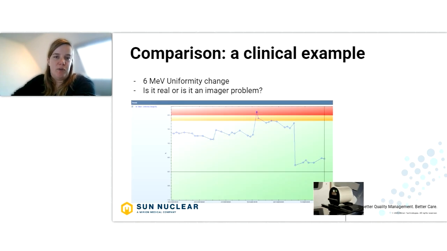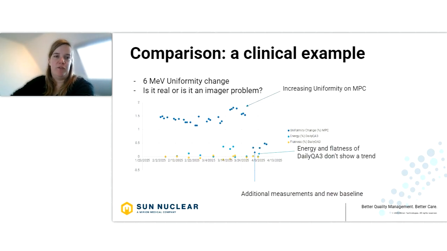A little example of what this is useful for. We had a machine which had a slightly increasing uniformity over time. And we wanted to know, is it a real problem with the machine, or is it maybe an imager problem? Because we see quite often that uniformity on MPC increases, but that it's a problem with the imager and not with the energy. So we would like to know. Therefore, we can use the results also of the daily QA.